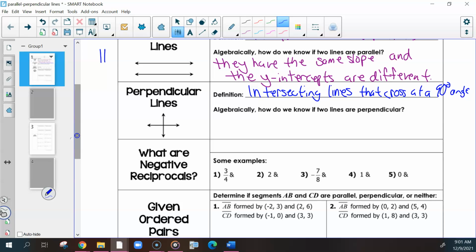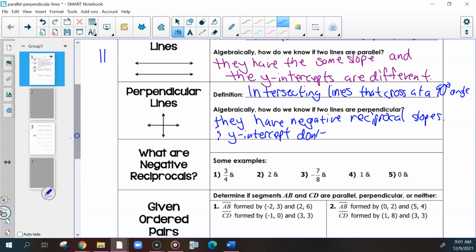Algebraically, we know two lines are perpendicular if they have negative reciprocal slopes, and different y-intercepts. Y-intercepts don't matter. You can put that y-intercepts don't matter, but I definitely spelled reciprocal wrong. Reciprocal slopes.